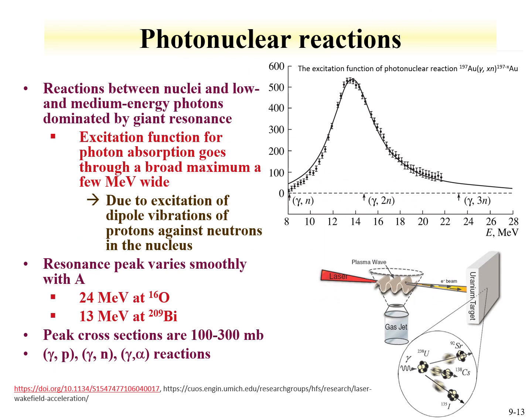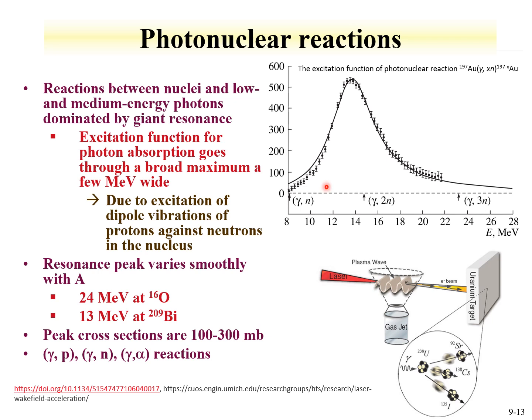Now, it's also possible to have nuclear reactions using photons. Reactions between nuclei and low and medium energy photons are dominated by a giant resonance. The excitation functions for the photon absorption go through a pretty broad maximum, a few MeV wide, shown here for the reaction of photons on gold-197. This is due to the dipoles that can set up within the nucleus between protons. The value here is in millibarns, so photon reactions tend to have cross sections on the order of 500 millibarns.